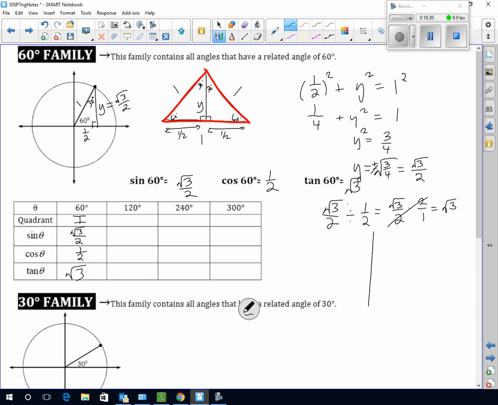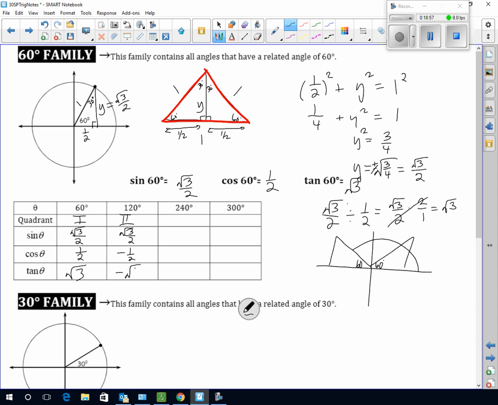Now we're going to go to the second quadrant with 60 degrees reference angle. So what angle is that? That's 120 degrees, right? So what's sine of 120 degrees? Root 3 over 2. What's cos of 120 degrees? Negative 1 over 2. What's tan of 120 degrees? Negative root 3.